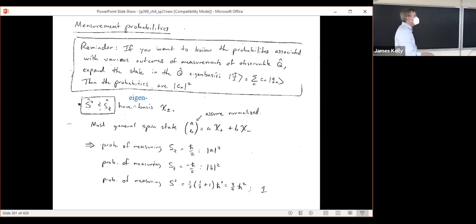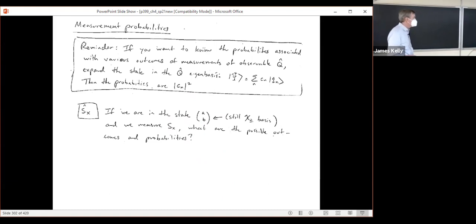So I can immediately see, if I'm in this state and somebody says, what's the probability of measuring SZ equals plus h bar over 2? Oh, it's the magnitude of a squared. And similarly for minus h bar over 2, it's the magnitude of b squared. And there's only one spin value because it's an immutable spin 1/2 particle, and therefore S squared has only one possible value, 3/4 h bar squared. Okay, so that's all easy to see. The intuition may be easy to fail when you're thinking about this, but the answers are easy to read off once you know what to do.